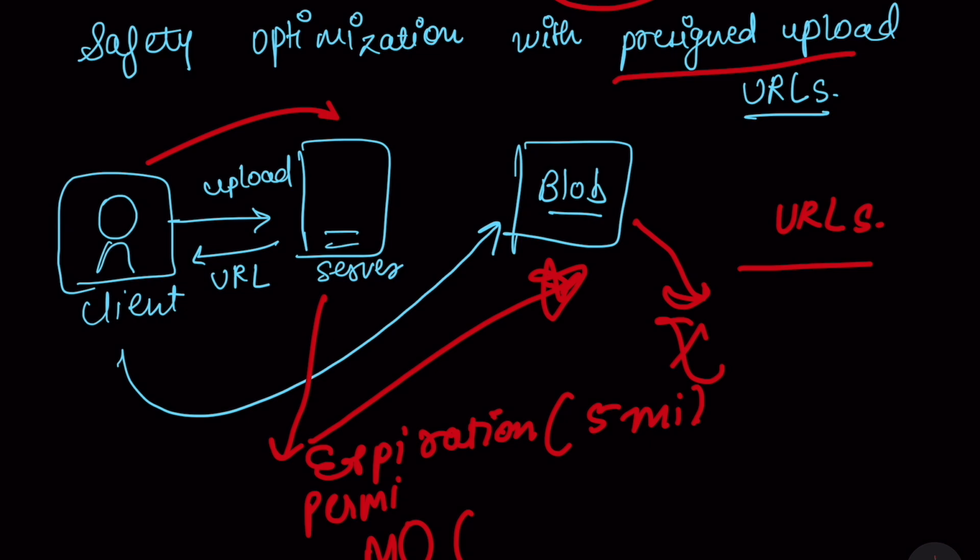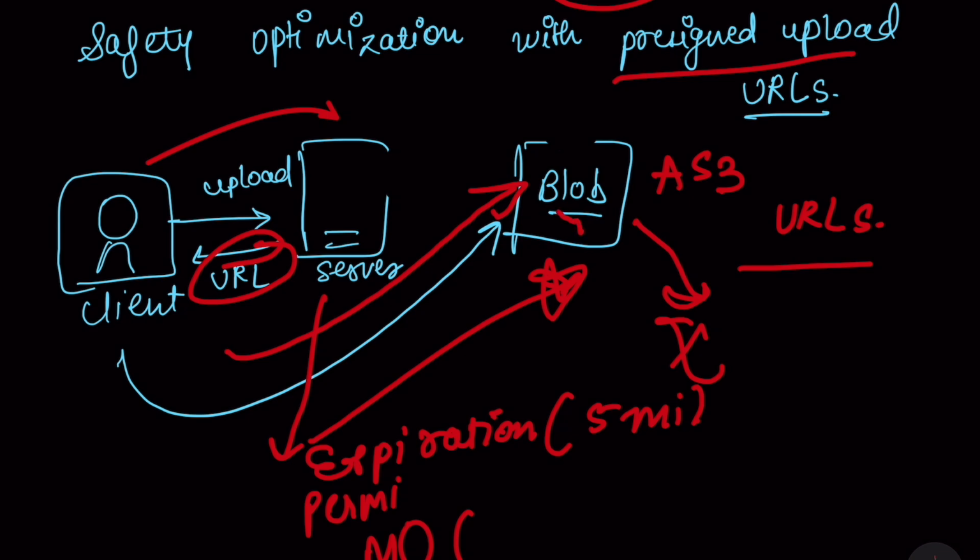Then the client will use this URL to directly upload the video to the cloud storage such as Blob, or you can say Amazon S3 or Google Cloud Storage, without passing through YouTube's application server. And once the upload has been done, the storage server will notify YouTube's backend server that the video is ready to process for transcoding, encoding, etc.